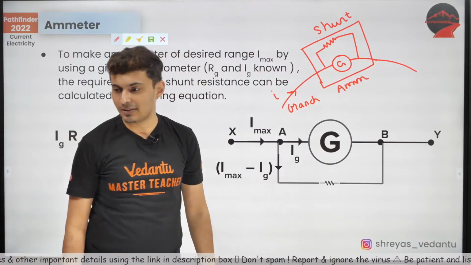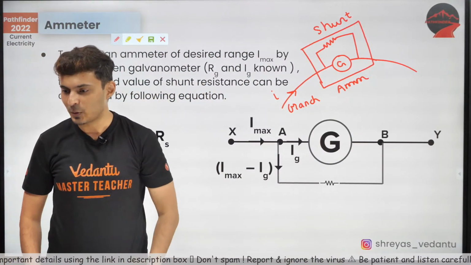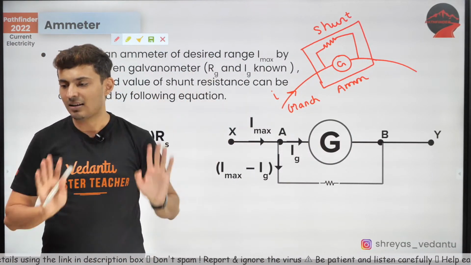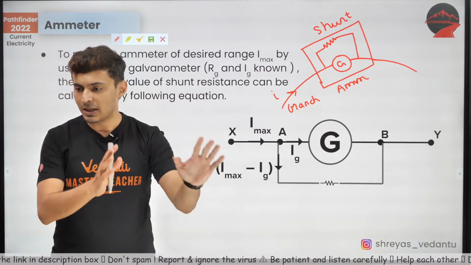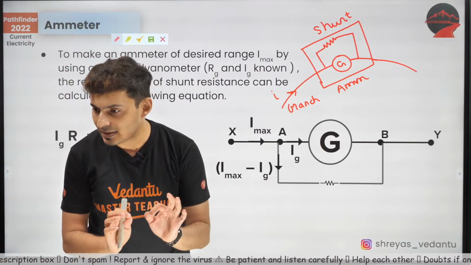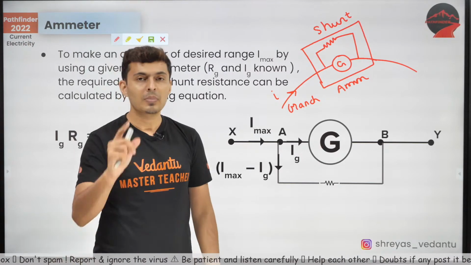I hope this is clear. Shunt means parallel, nothing else. So it's a parallel resistance.